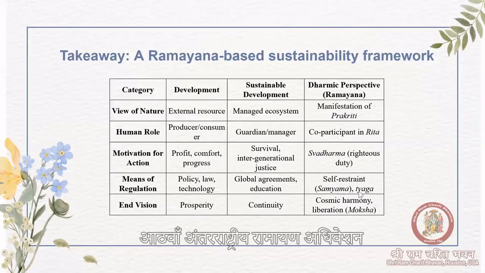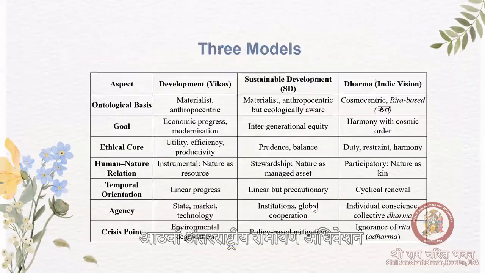sanyam, and tyag. So what is the end vision? Development's end vision is prosperity, sustainable development's is continuity, and the dharmic perspective's is cosmic harmony and liberation, that is moksha. So finally, I move to a broader and general structure of these three models.